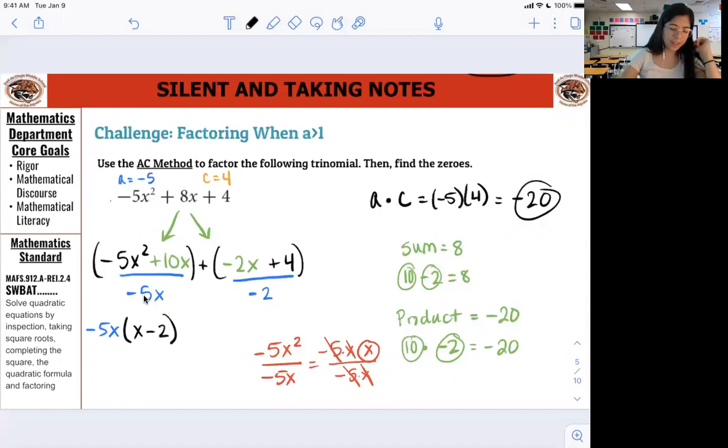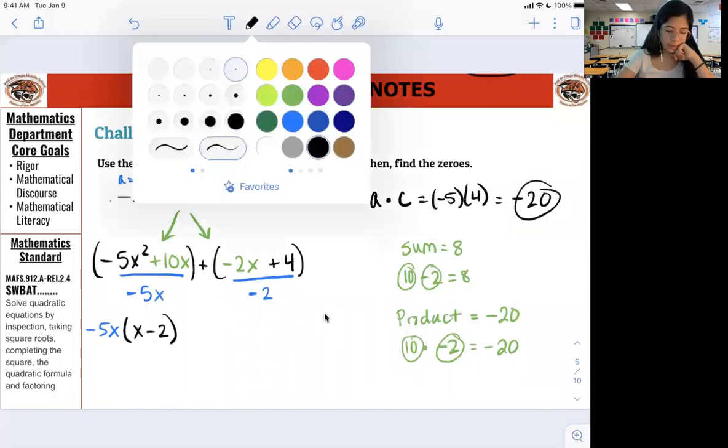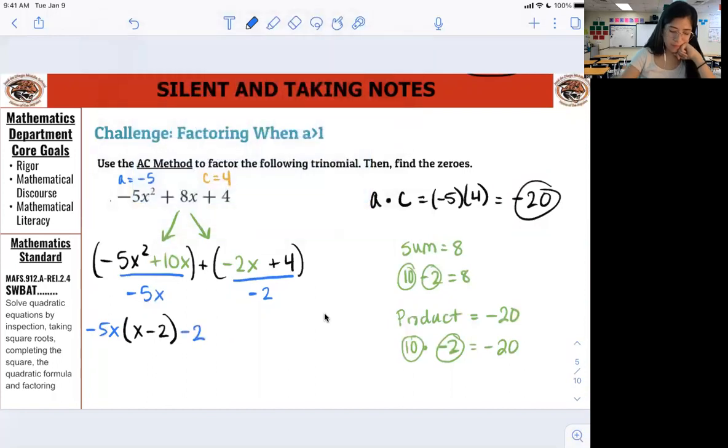Always the same problem. That's okay. That happens. Okay. Does anyone want me to show that off to the side? I'm happy to do it. Now on this side, I bring out my -2. And let's try this. -2x divided by -2. Just x is left over. And then 4 divided by -2. -2. Good.